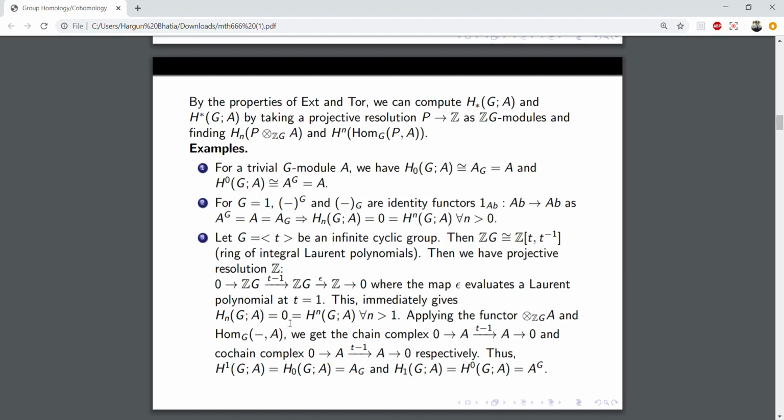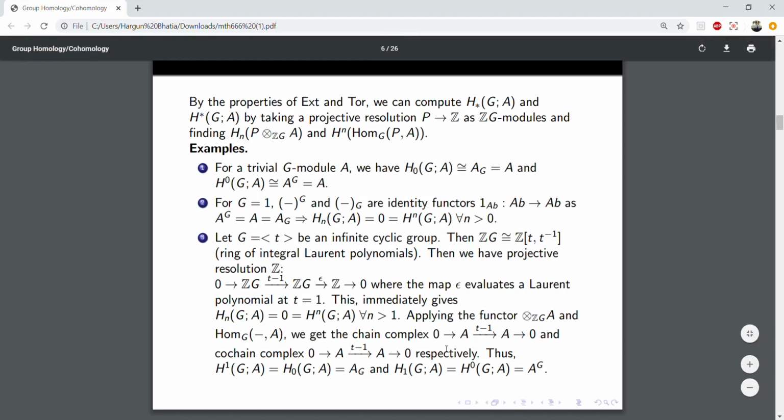So with this, you can immediately see that the higher homology and cohomology, that is for n bigger than 1, are all 0 because there are no terms beyond that in the projective resolution. And then to compute the first cohomologies and homologies, you apply the functor tensor with A, and then you apply the Hom functor. When you apply the tensor product, you tensor ZG with A over ZG, so you only get A. So you just get this chain complex with this multiplication by t minus 1, and applying the Hom functor you get this cochain complex.